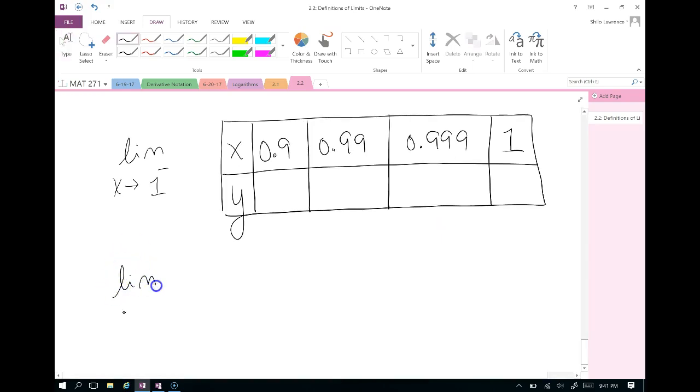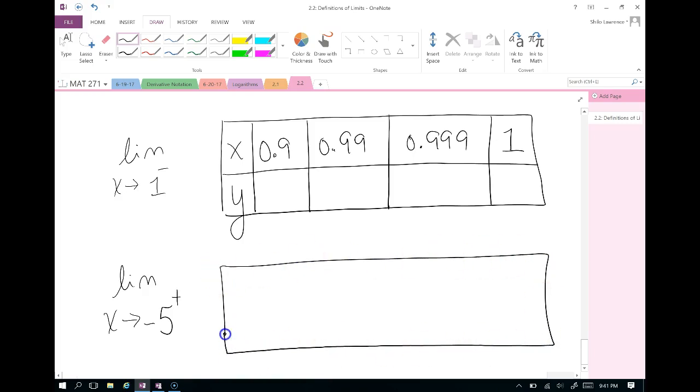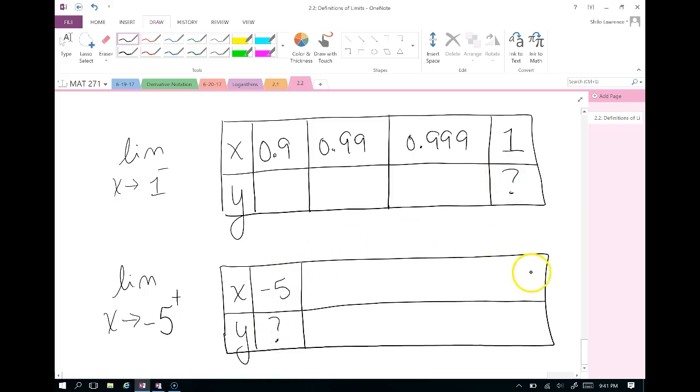Or if we wanted the limit as x approaches, let's say -5 from the right. If we're approaching from the right, then -5 is the smallest number. So I'm going to put -5 here at the beginning. And then we're going to add a tenth. That's the farthest away we're going to get. If you add a tenth to -5, that's going to take you to -4.9. And then add a hundredth and add a thousandth. These are values that are bigger than -5. These are values that are to the right of -5. So for one-sided limits, numerically, you only have to set up half of the table. That's the only difference.